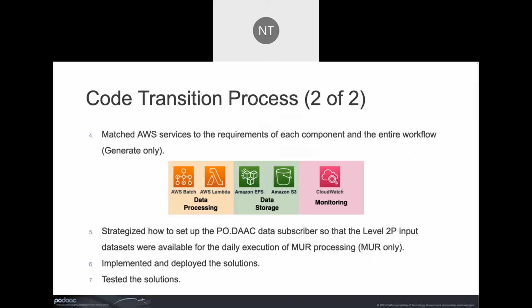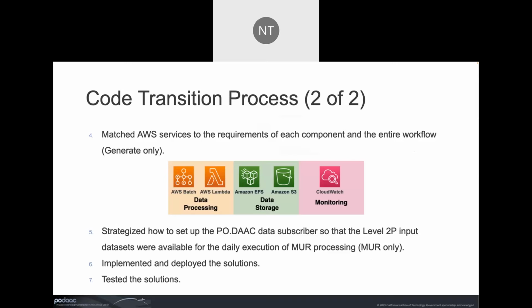We also needed to accommodate expected CPU, memory, and storage usage. So not to delve too deeply into AWS speak, but for the Generate workflow, for the data processing side of things, we went with the AWS Batch Service and AWS Lambda. For data storage, we chose the Amazon Elastic File System for intermediate data and the Amazon Simple Storage Service for our final L2P granules. And then sort of baked into all of this is CloudWatch, which provides logging and metrics.